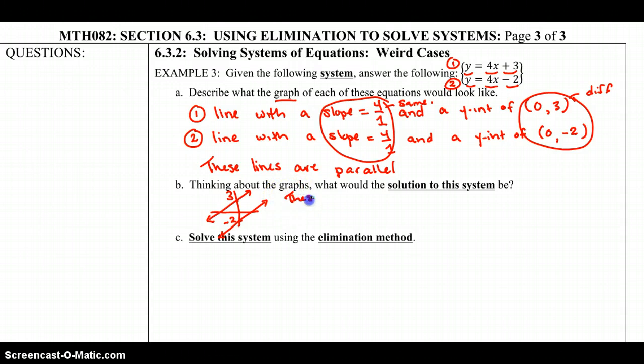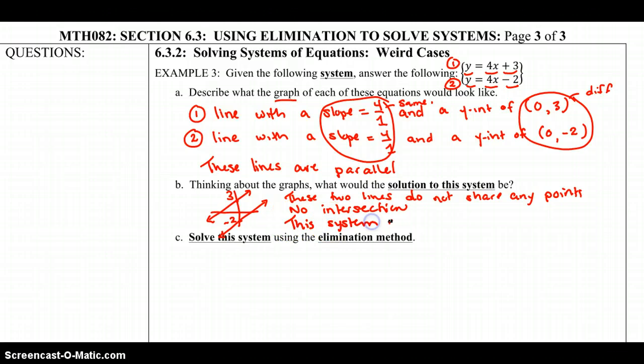So these two lines do not share any points. Okay, there's no intersection, which means this system has no solution. So this system of equations has no solution.